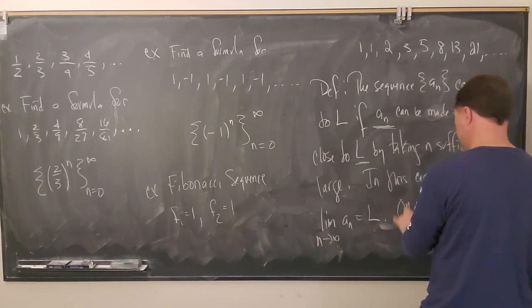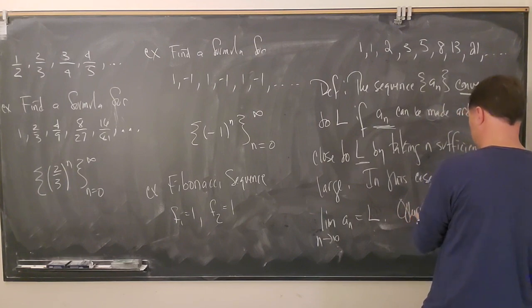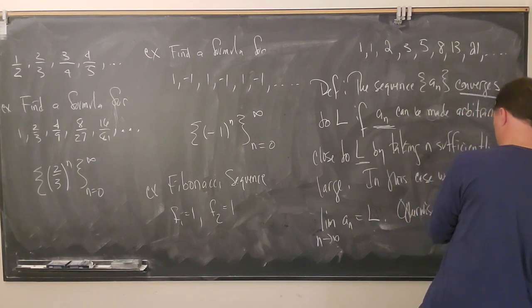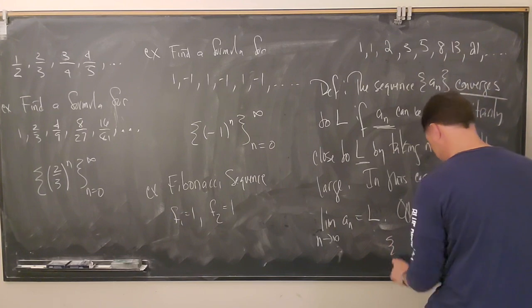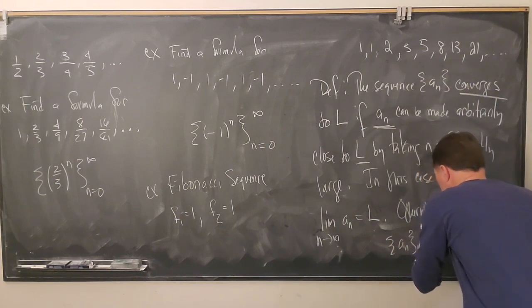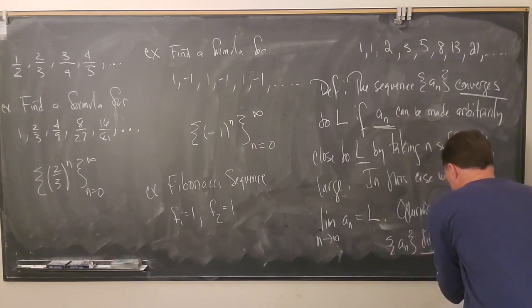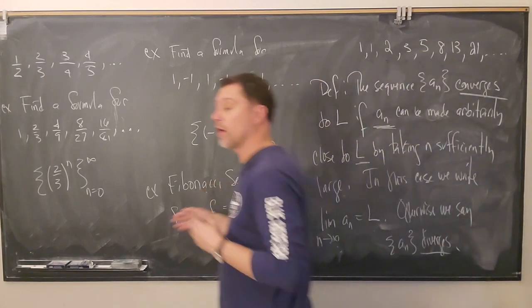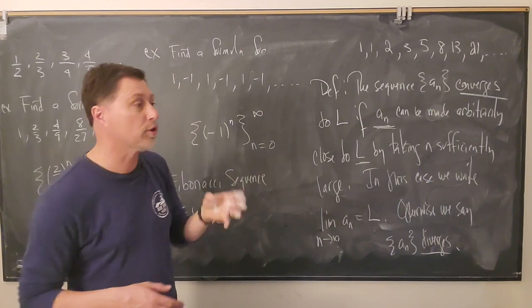Otherwise, so if this does not occur, we say that the sequence a sub n diverges. I'm kind of running out of room here. So when you have a sequence, there are two choices: it either converges or diverges.